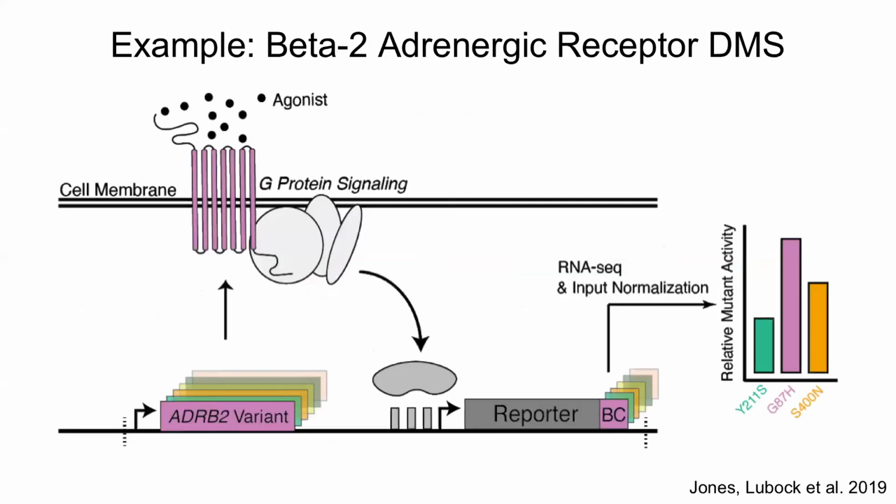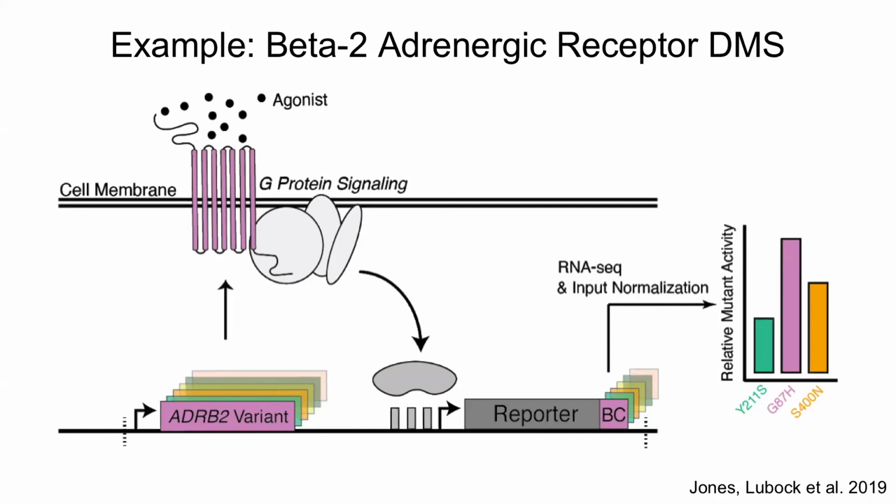So briefly, I'll provide an example. This is actually work I did as a graduate student where we did the deep mutational scan of the beta-2 adrenergic receptor in human cell lines. We generated all single amino acid substitutions with oligo arrays, and we tied those variants to the cyclic AMP reporter gene. Cyclic AMP signaling is downstream of G protein signaling, and what we did is we placed a DNA barcode in the 3' UTR of that reporter gene.